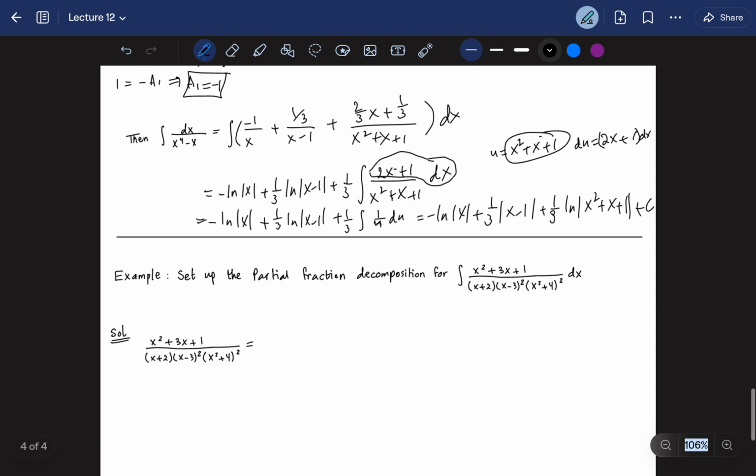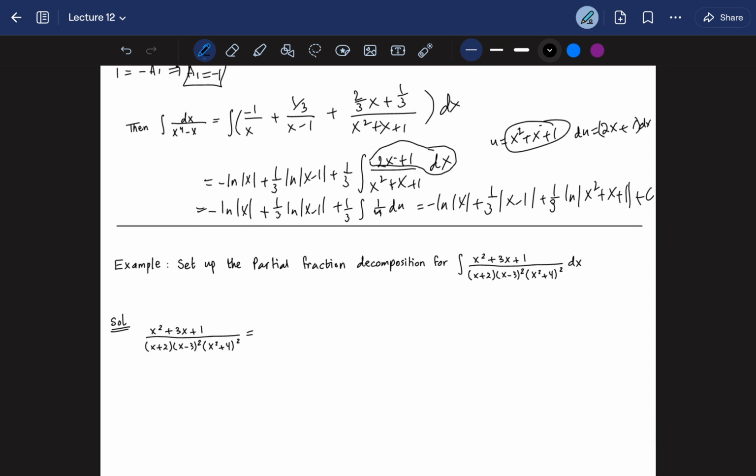So now let's do a final example without actually integrating. Let's just set up the partial fractions decomposition and you can integrate it if you want. So here, the first thing that I need to check is that my numerator has a degree less than the denominator, so I can apply partial fractions directly. Let's see. I have linear factors and I have quadratic factors, which means I'm going to have constants in the numerators and polynomials too.